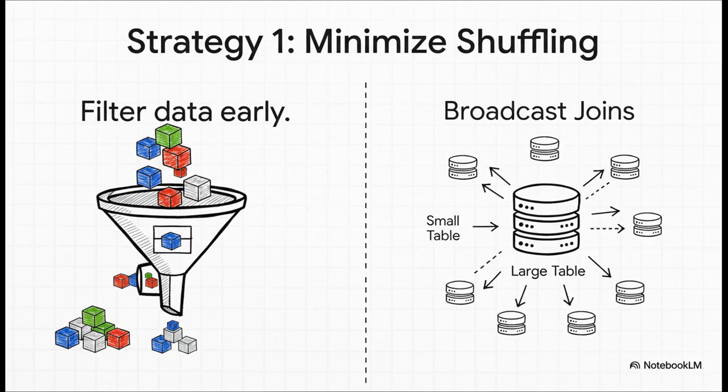It's that simple. And second, here's a huge one. If you're joining a big table with a small one, use a broadcast join. This is so cool. It just sends a copy of that small table to every single worker node. No shuffle needed. It's an absolute game changer for join performance.